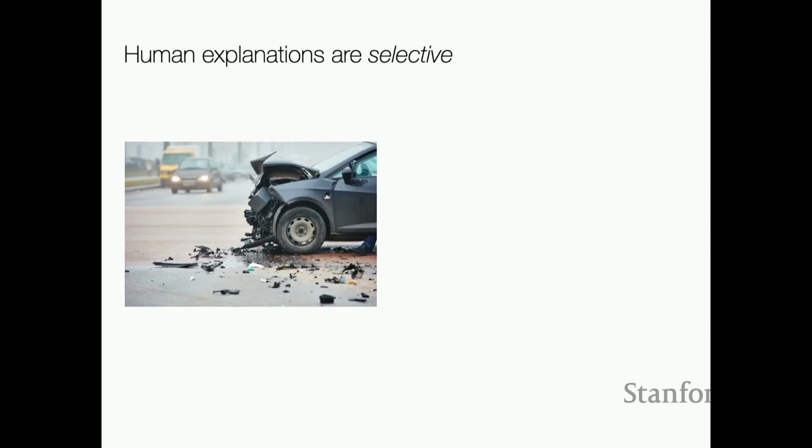What do I mean by selective? Take an example: there is a car accident. Usually there can be dozens of events leading to that accident. But when you explain, you're not going to talk about everything. You're going to be selective. And social science literature shows that this selection is not arbitrary. There are common heuristics we follow, and that also depends on what kind of goals we have.